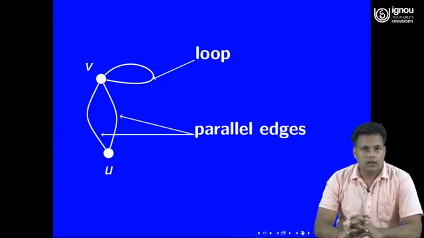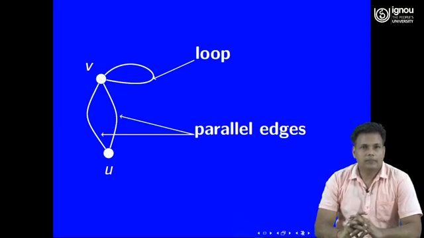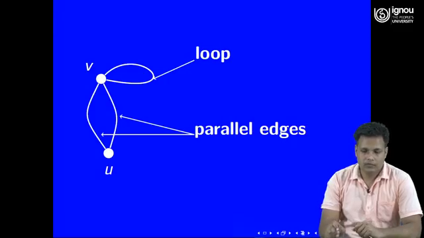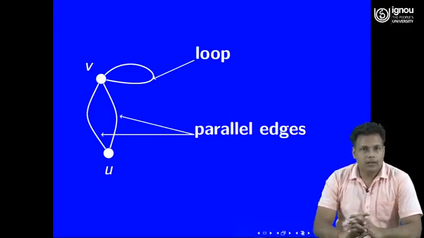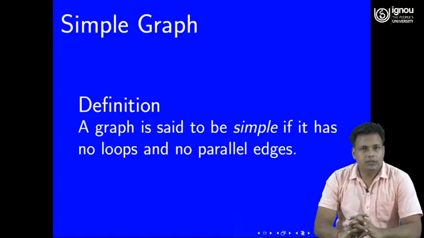For example, in this graph, we can see that there is a loop incident at the vertex v, and there are 2 parallel edges, both having the same endpoints u and v. The concept of loops and parallel edges gives a graph which is often also called a multigraph. And a graph that does not have loops and parallel edges is called a simple graph.